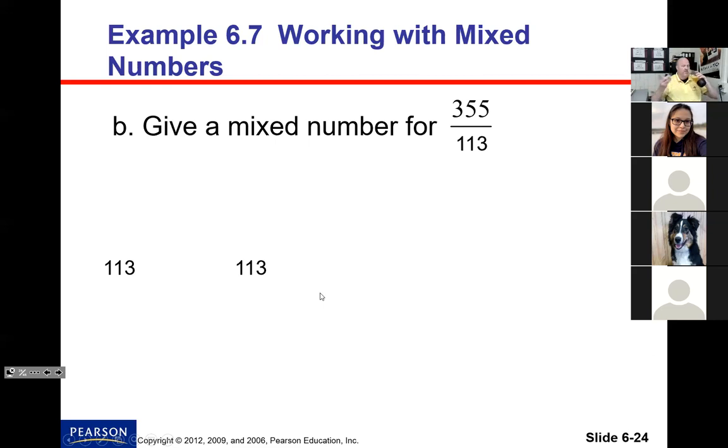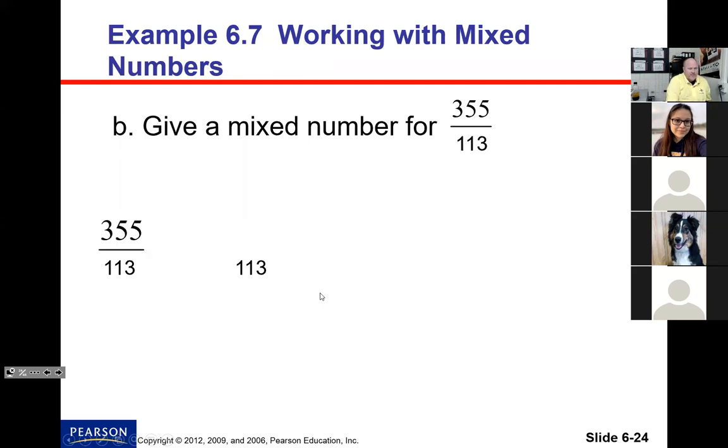Division. Division, correct. 355 divided by 113. Okay, if 113 went into 355 evenly, with no remainders left over, great. But this one doesn't. So what you've got to do is find how many times 113 goes into that numerator evenly, and then whatever's left over is our fraction. So how many times do you think 113 goes into 355 evenly? A nice number: 3. It goes in 3 times, right?